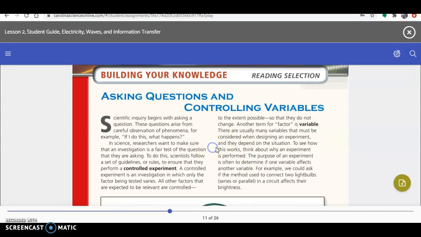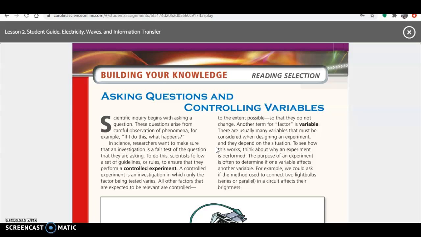Okay, so it says asking questions and controlling variables. Scientific inquiry begins with asking a question. These questions arise from careful observation of phenomena. For example, if I do this, what happens? In science, researchers want to make sure that an investigation is a fair test of the question they are asking. To do this, scientists follow a set of guidelines or rules to ensure that they perform a controlled experiment. A controlled experiment is an investigation in which only the factor being tested varies. So you just want one thing that's going to change.